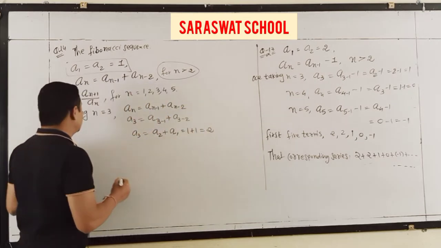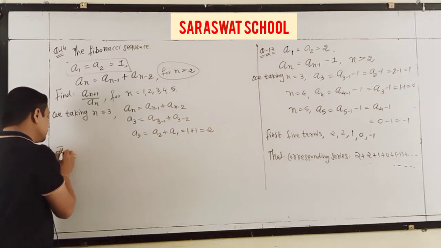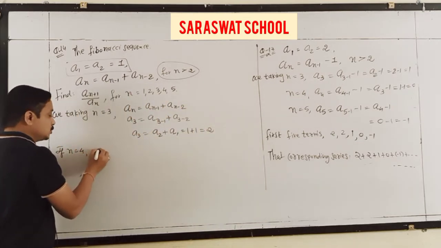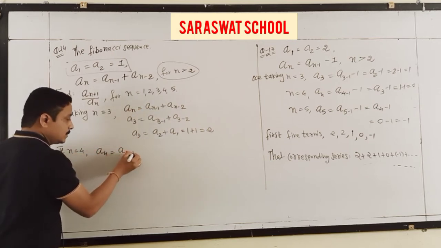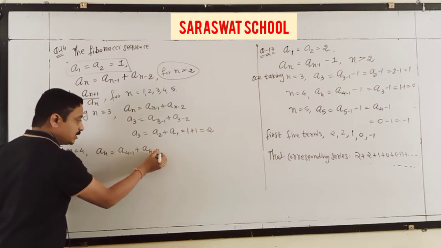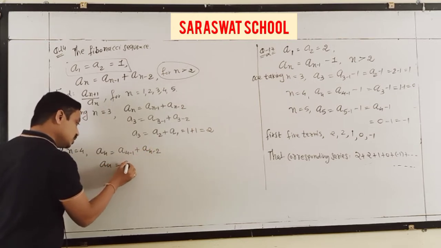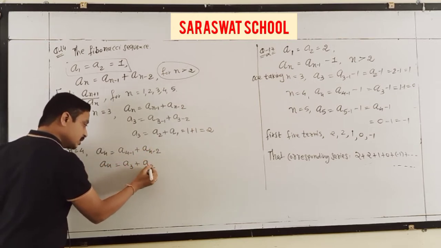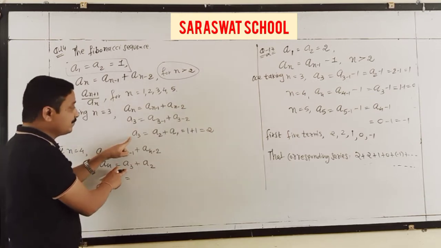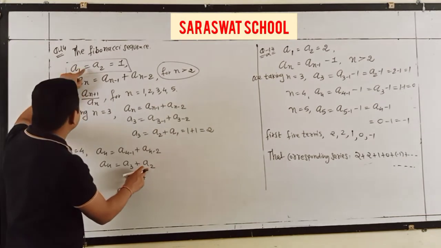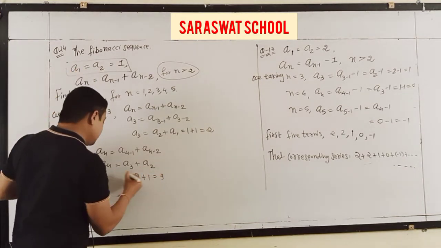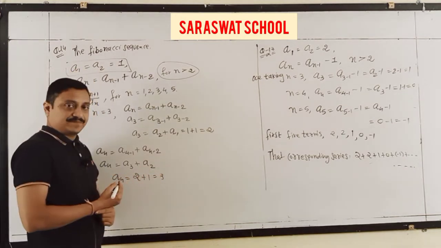Next, if n is equal to 4, apply. So A4, attach here: A4 minus 1, A4 minus 2. So here A3 plus A2. But what is A3? Which is 2. But A2 is 1. So they are getting A4 is 3.